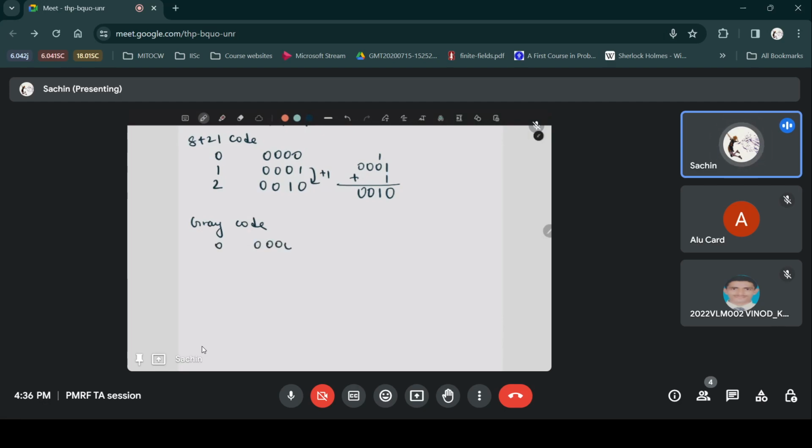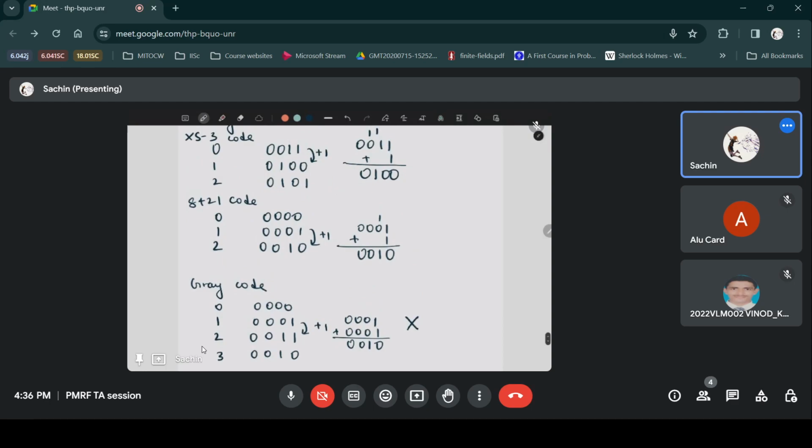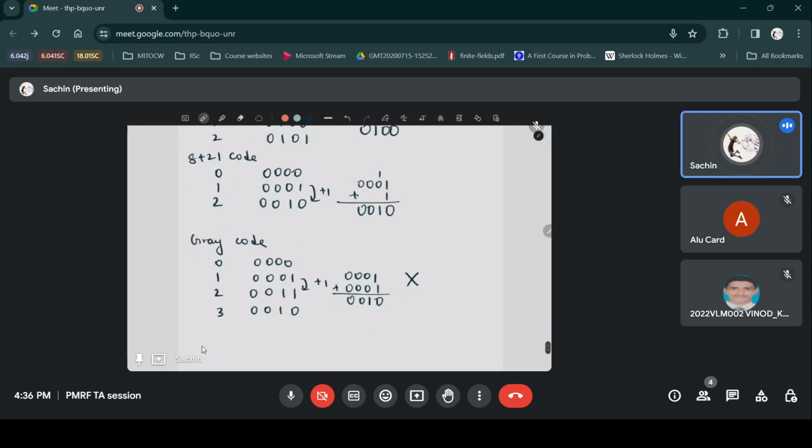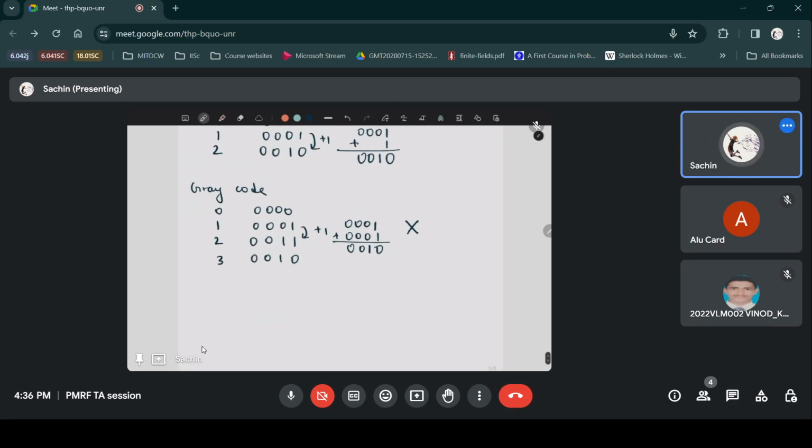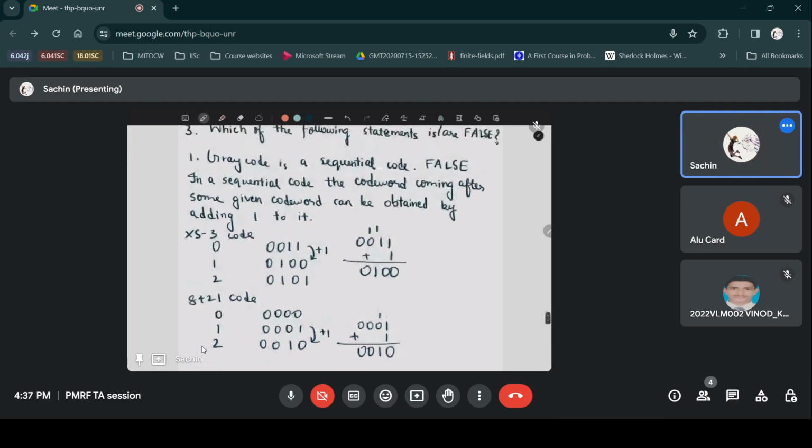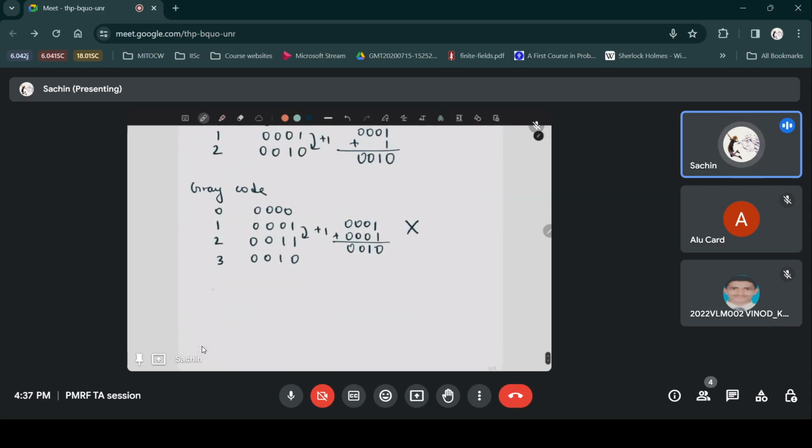0 is 0000, 1 is 0001, 2 is actually 0011, and 3 is 0010. So if you add a 1, 0001 plus 0001 should get 0010, but you get 0011. So it's not a sequential code. But each of the numbers in a gray code differ in only one position, so they become part of a cyclic code. Okay, that's the first statement.